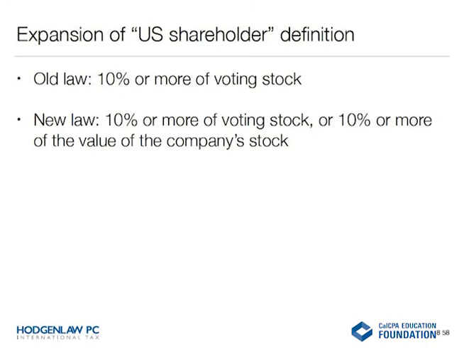So the first is the expansion of the definition of a U.S. shareholder. Under the old law, this was only U.S. persons who had 10% or more of the voting stock. With the new law, it's 10% or more of the voting stock, or 10% or more of the value. So they brought the value into the equation. It's now 10% or more of vote or value.